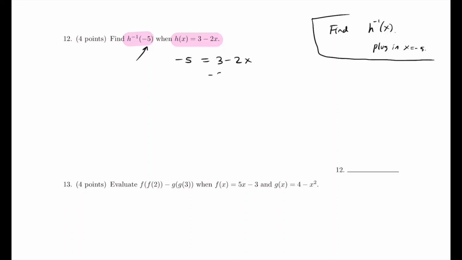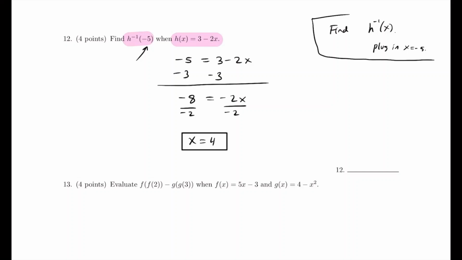Let's go ahead and subtract 3 from both sides. So you'll have negative 8 is equal to negative 2x. Divide both sides by negative 2. So you'll get x is equal to 4. Which means that h inverse of negative 5 is 4. So this will be one way to do it. Another way, just simply find the inverse formula, plug in negative 5.